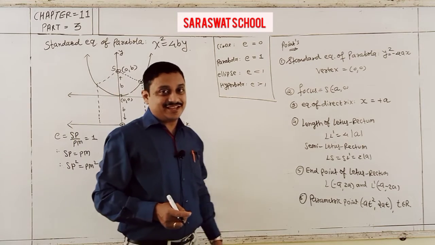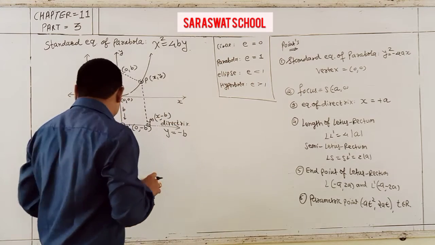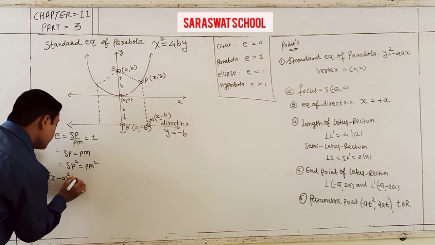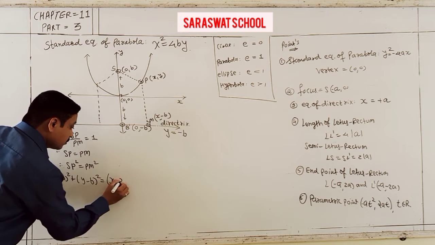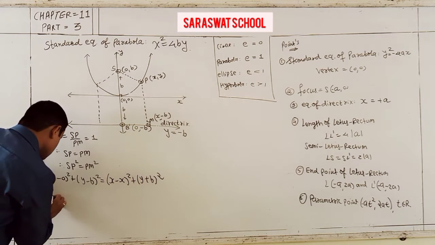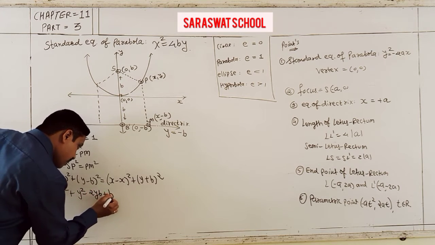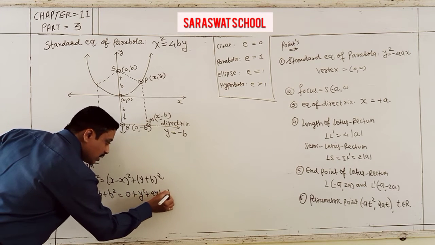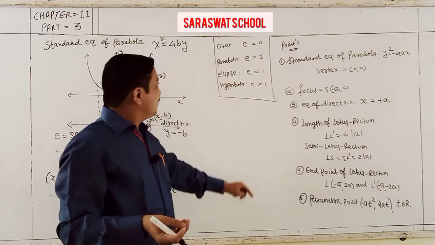And what are we taking? Simply take our distance formula. So students, S to P: (x - 0) square plus (y - b) square. Same, P to M: (x - x) square plus (y + b) square. So x square plus y square minus 2yb plus b square equals 0 plus y square plus 2yb plus b square. And simply, students, you will calculate your equation of parabola easily.